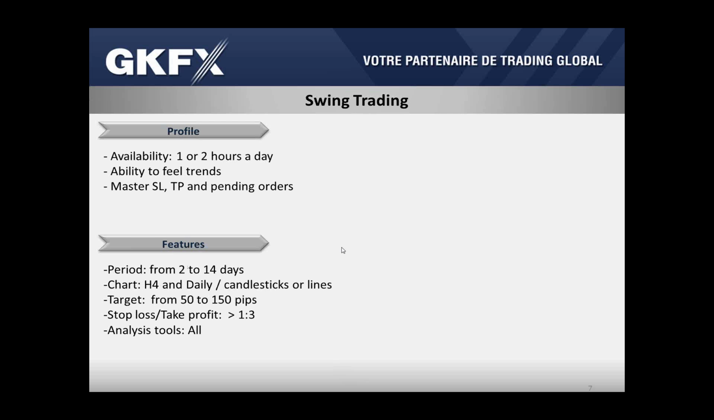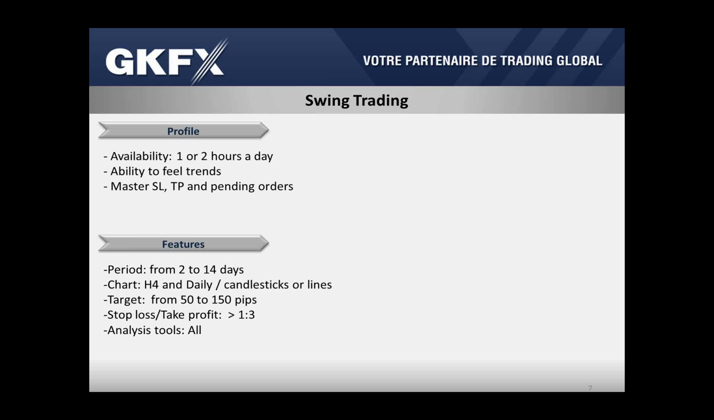What about the chart? For swing trading, you will be using 4 hours or daily candlesticks, and you can be using candlesticks or lines. Why lines? Because it can be useful to use lines to spot a pattern. You know, for swing trading, patterns are very important. They can give you some signals: bearish, bullish signal, or flattish signal. So lines can be useful to spot patterns.